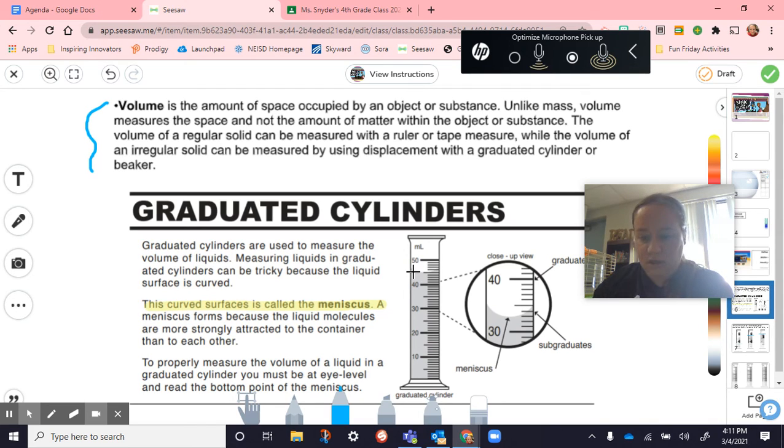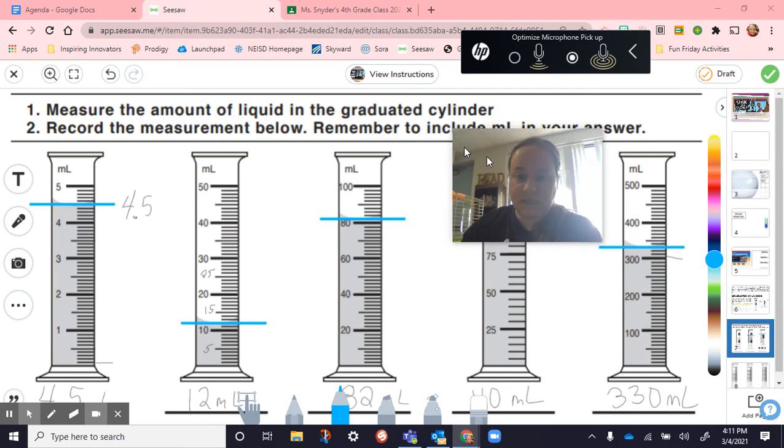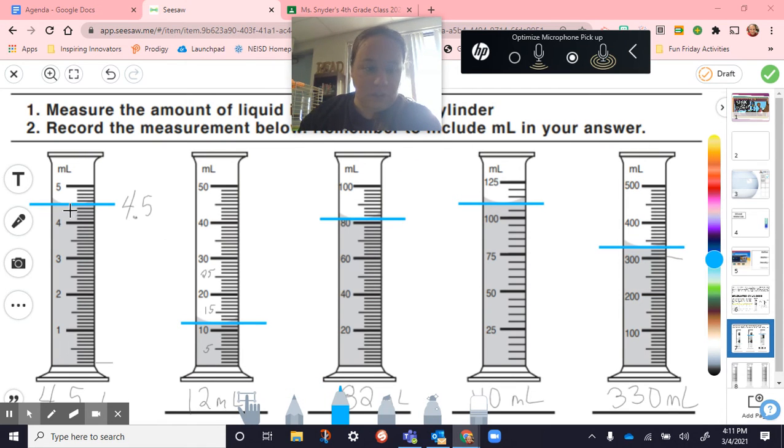If you look, when the water is in the cylinder, you get a shape like this, and the meniscus is this bottom level here that shows where you measure from. Not on the raised part, we're looking at this lower portion right here. We did 4 examples, and we just used a line to show where we're measuring.